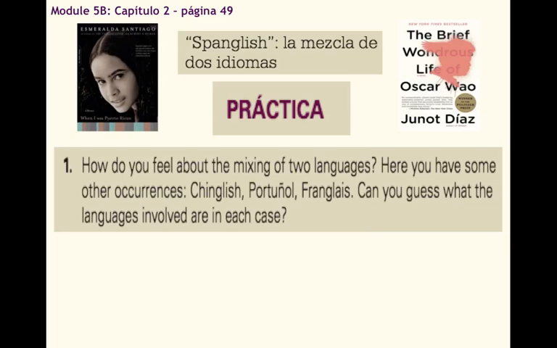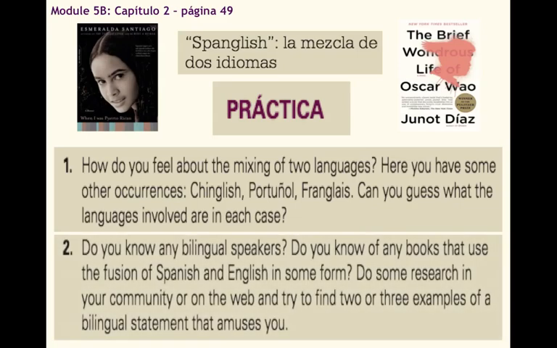Do you know any bilingual speakers? Do you know of any books that use the fusion of Spanish and English in some form? So do a little research as you travel around where you live, in your community, people that you know who speak Spanish, or on the web. Try to find a couple examples of bilingual statements that amuse you. See what's out there in the world.